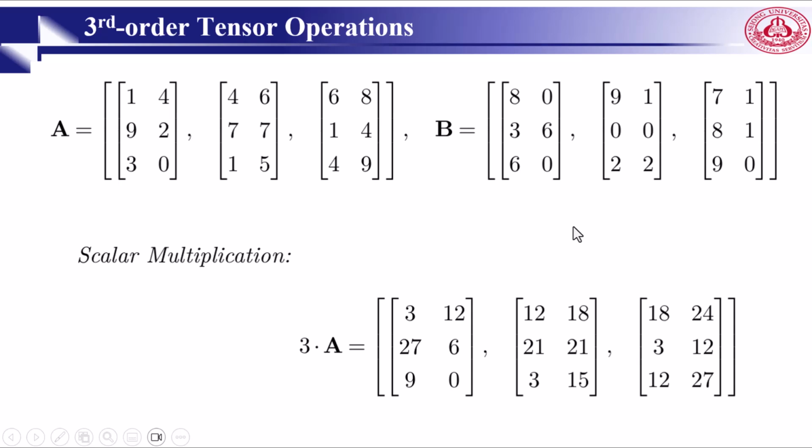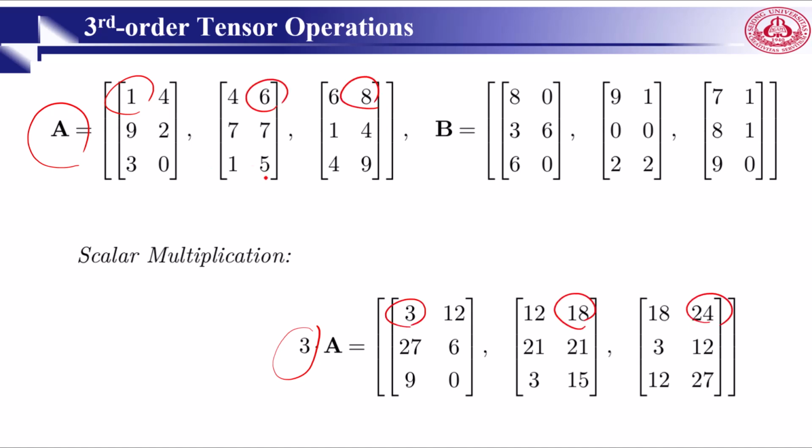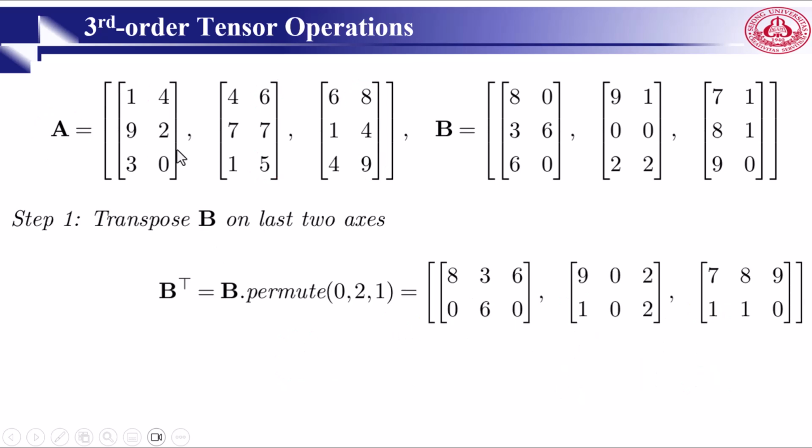In the same way, we can do scalar multiplication. So we have a scalar of 3 and multiply A, right? 3 multiply 1, 3, 3 multiply 6, 18, 3 multiply 8, 24, 3 multiply 5, 15, 3 multiply 9, 27, right? Element-wise, we will multiply 3 into each element of A.